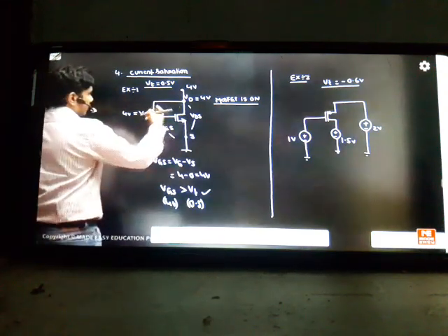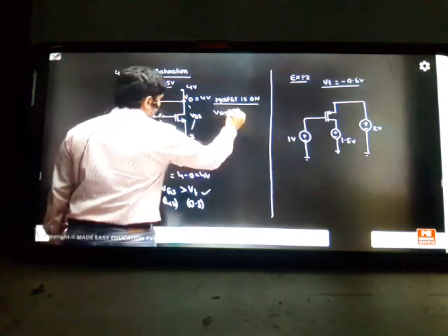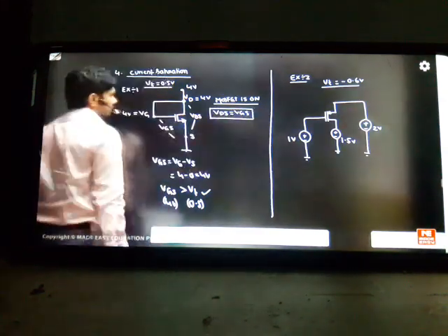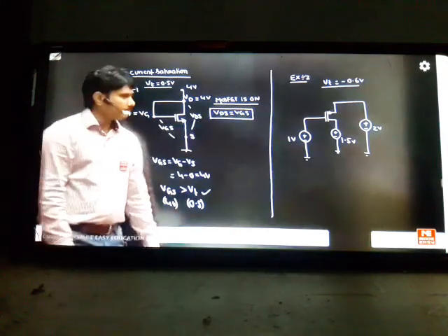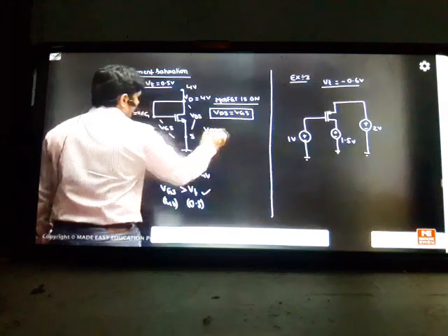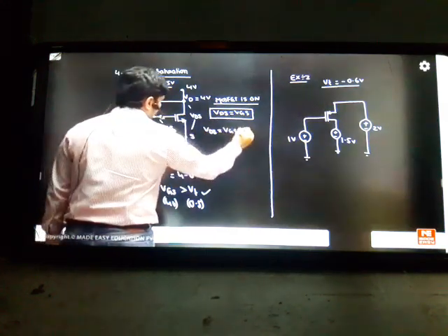Whenever you are making this short, there is one logic we are seeing: the gate to source voltage and the drain to source voltage will be the same. VDS is equal to VGS in this problem. This point is very interesting then. The output voltage drop and input voltage drop become the same. So what is VDS if you can solve? VDS is the same as VGS, so VGS is equal to 4 volts. So VGS 4 we already got, and that is only VDS in the problem.